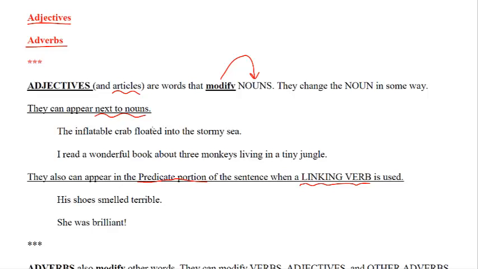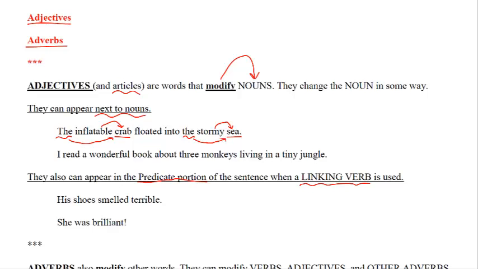Let's look up here though. When we run into these nouns, crab and sea, sometimes we have adjectives in front of them giving us a little bit more information about what kind of a noun we're dealing with. We have the noun crab. What kind of a crab? The inflatable crab. The adjective inflatable modifies crab. Stormy is another adjective, modifies the noun sea. Just like these articles, the, a, and an have to be modifying nouns as well. In this example, the is also modifying crab, and the is modifying sea.